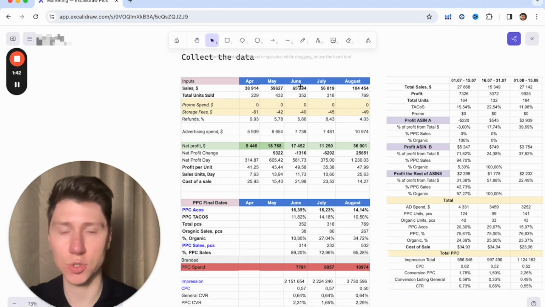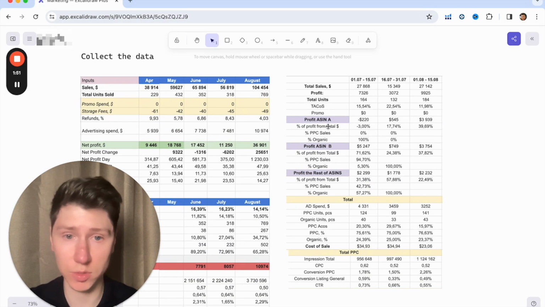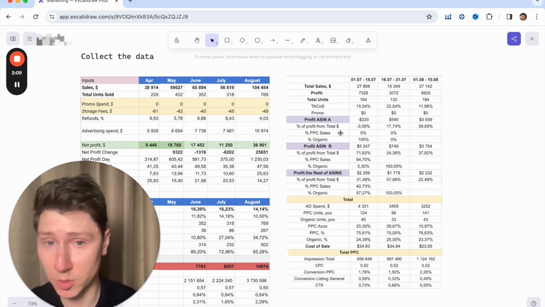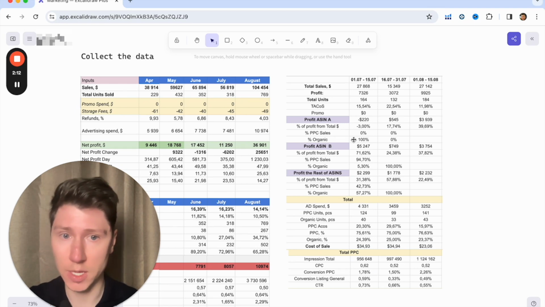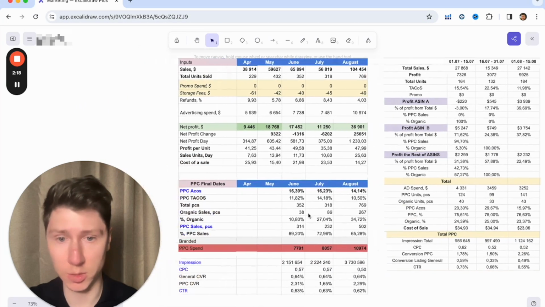You see April, May, June, July, and August. And on the right, I have another report that we usually collect. For this brand, it was useful because it has several ASINs, so we needed to understand every 2 weeks. Basically, this report is for every 2 weeks, every column. We needed to understand the ACOS, total units, profit, percent of PPC sales, which is very important, percent of profit from total, and percent of organic. So this allows us to understand at a high level what's going on.